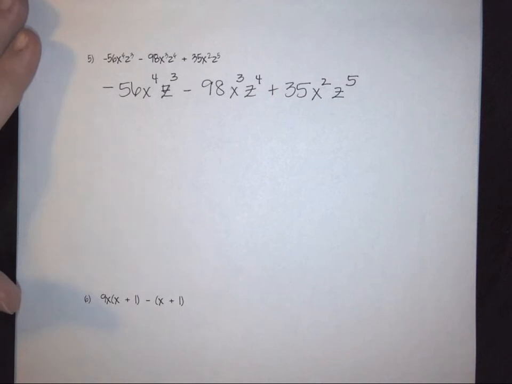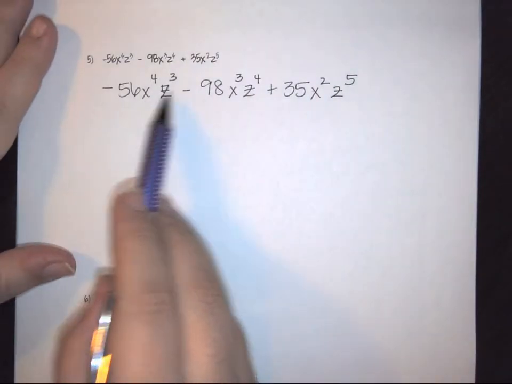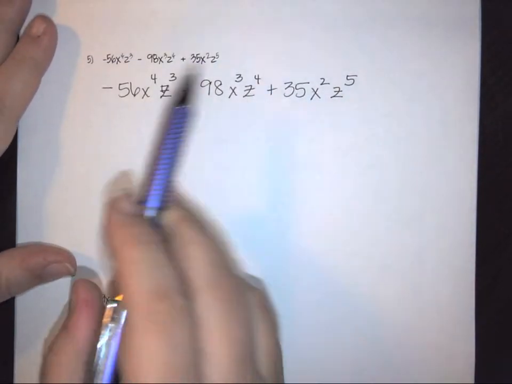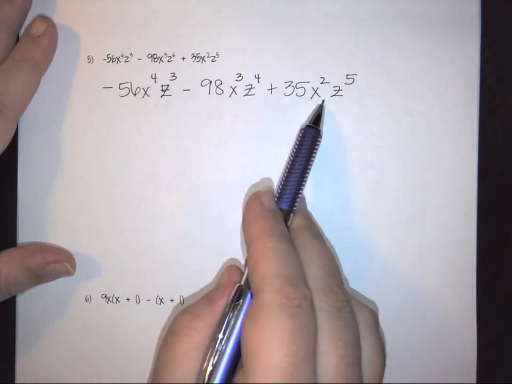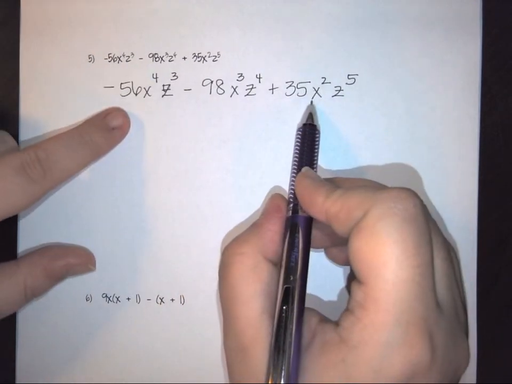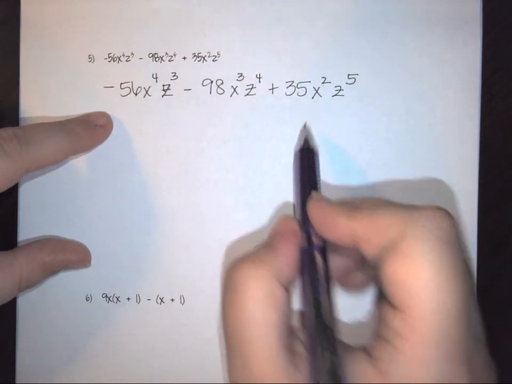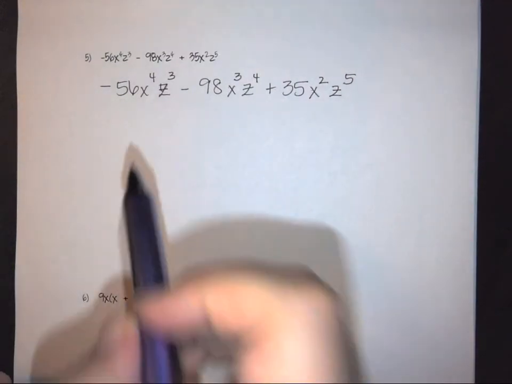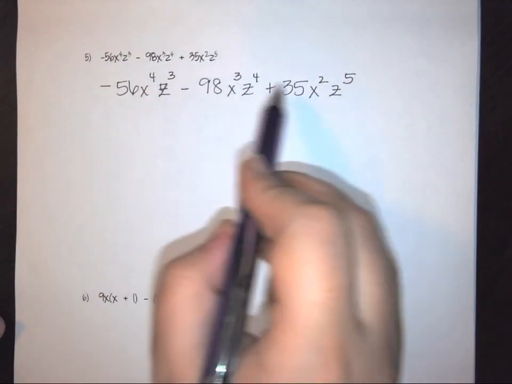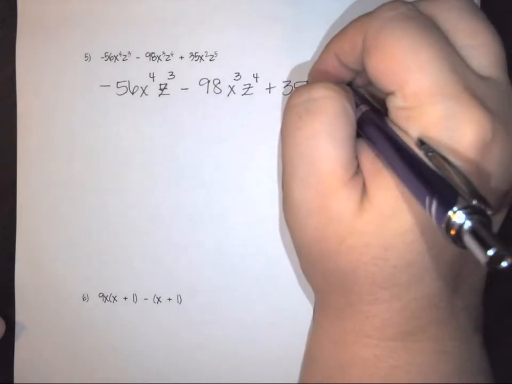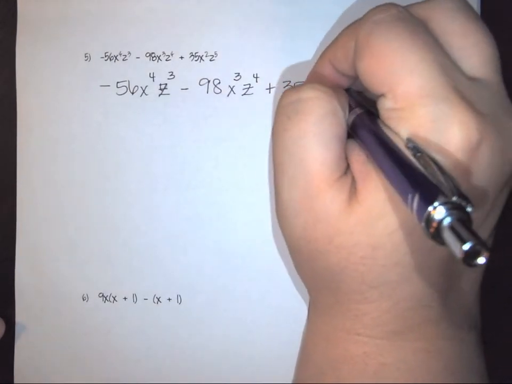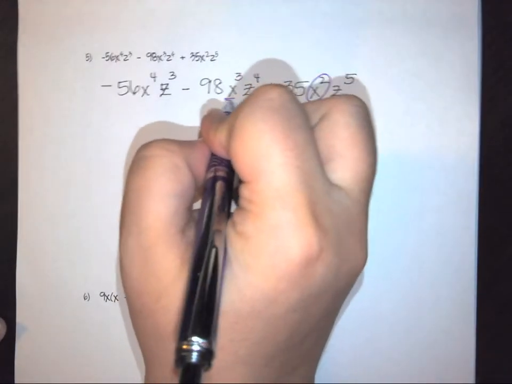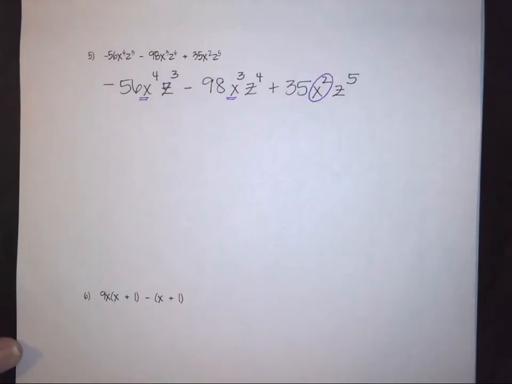So first things first, we need to identify which variables are being pulled out. So I have an x, an x, and an x. Remember, when we're talking about greatest common factors, we want the smallest exponent. So I have x to the 4th, x to the 3rd, and x squared. So what I'm actually pulling out is the x squared. I still have the x and I still have the x.